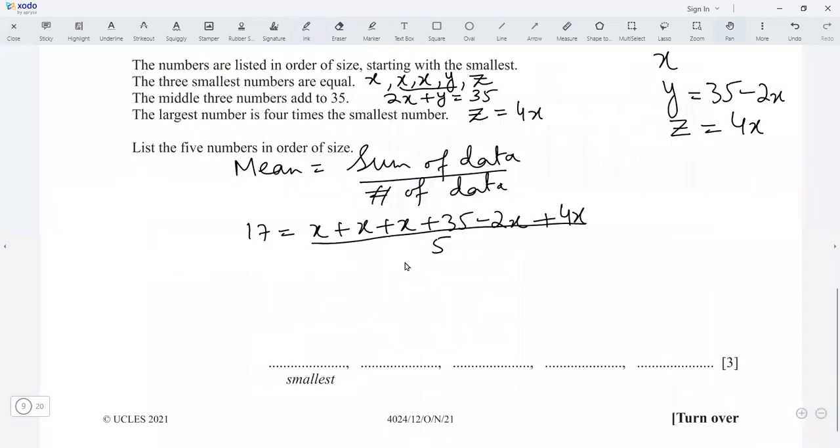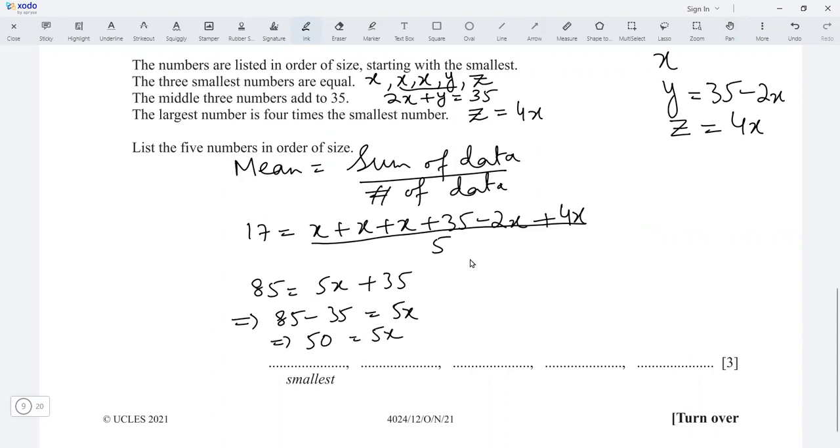So we can cross multiply: 17 times 5 is 85, which equals x plus x is 2x, plus x is 3x, 3x minus 2x is just x, plus 4x is 5x, and plus 35. Bringing 35 to the left-hand side, 85 minus 35 equals 5x. So 50 equals 5x. What's the answer for x? It must be 10, since 50 over 5 equals 10.